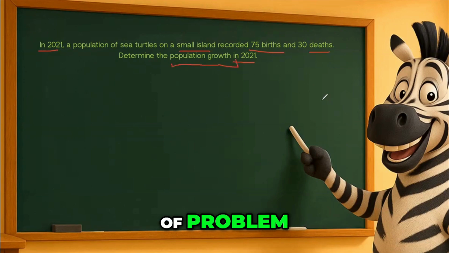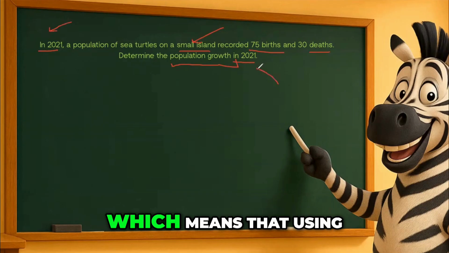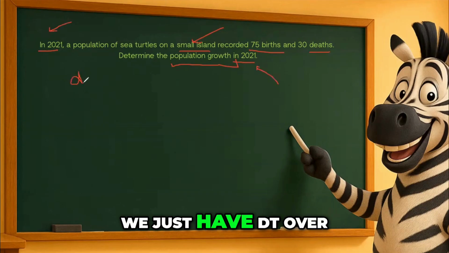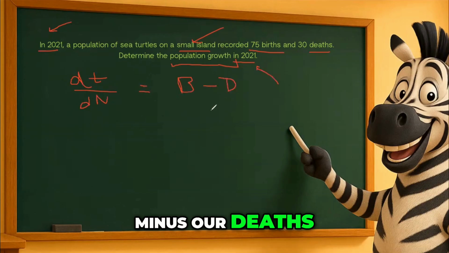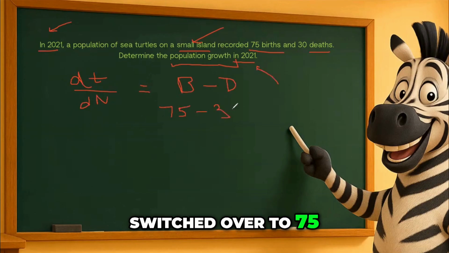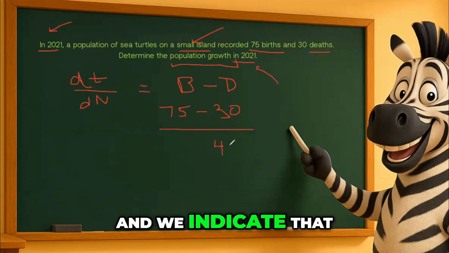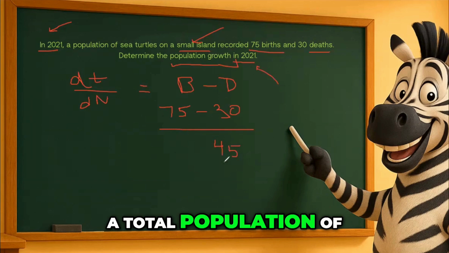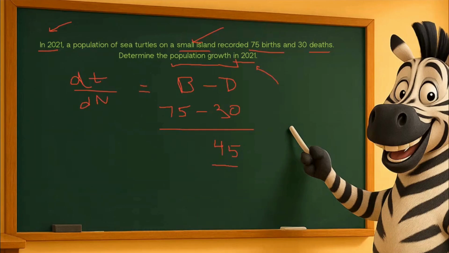So in this type of problem, you are given the specific area and a specific time frame, which means that using our formula, we just have dN over dt equals our births minus our deaths, which in this case is switched over to 75 minus 30. With this, we calculate and indicate that this is 45, or a total population growth of 45 within the year 2021.